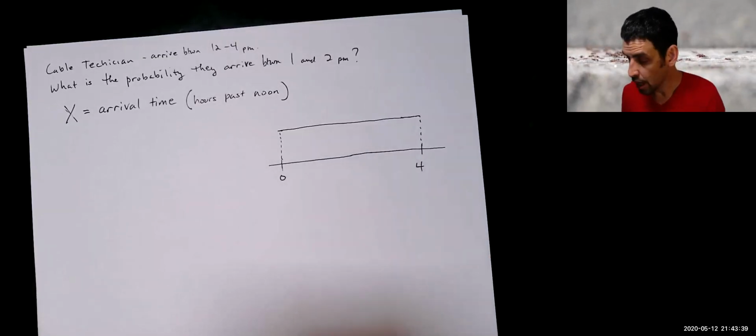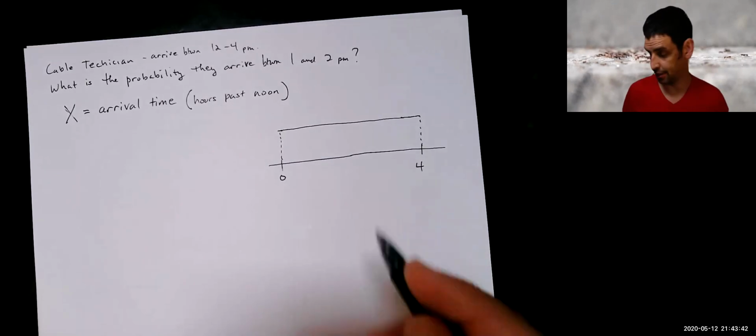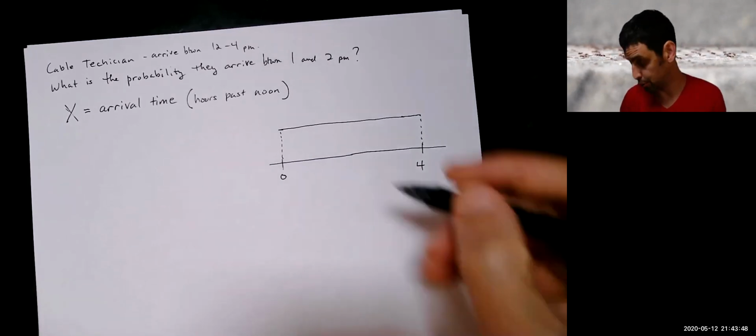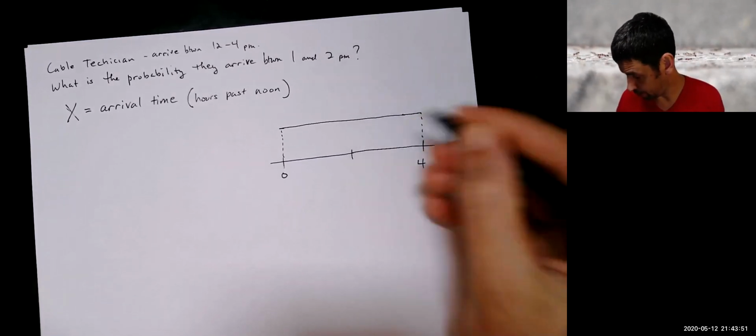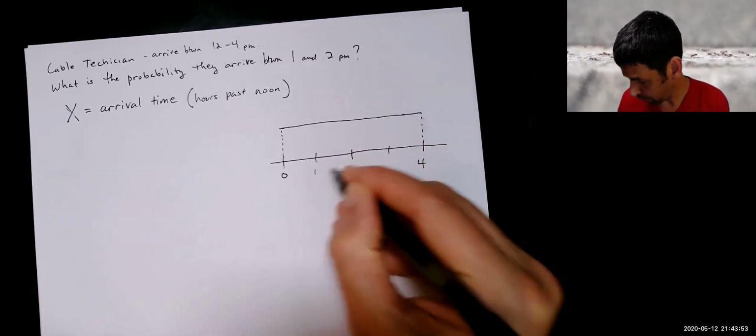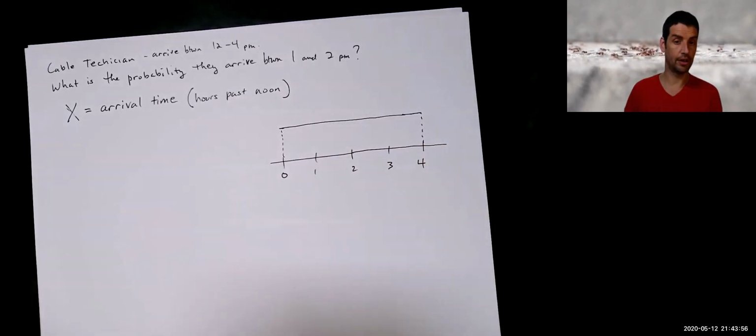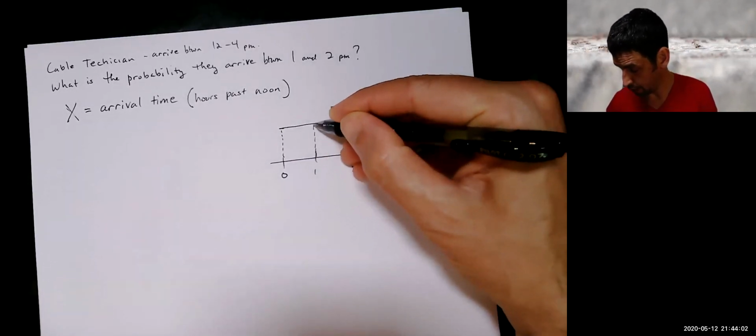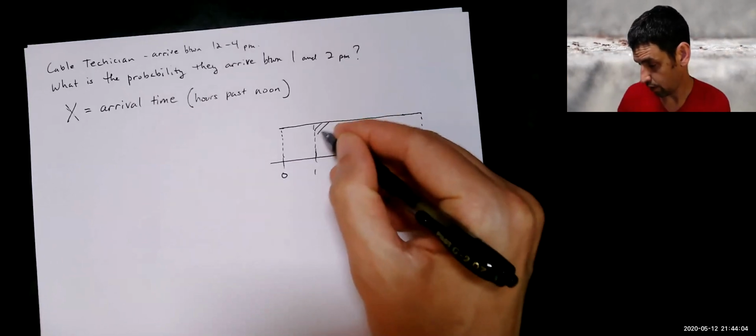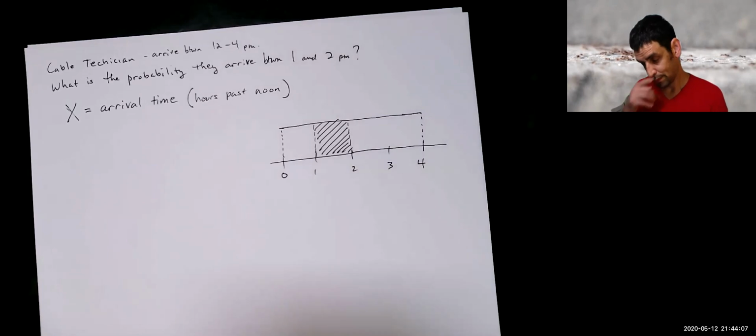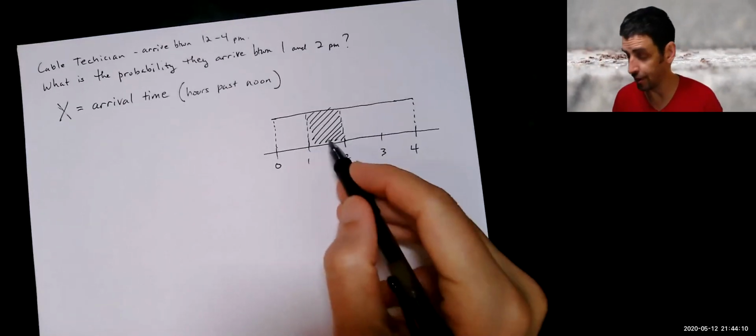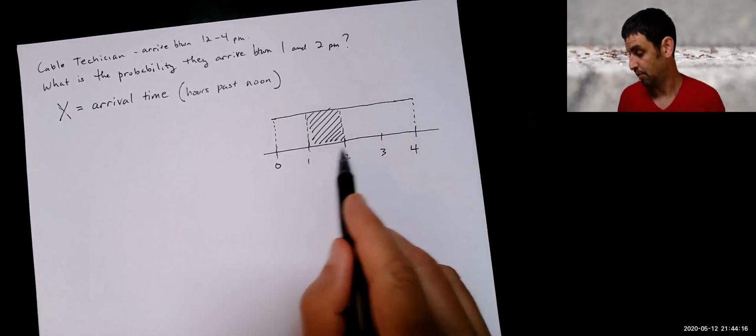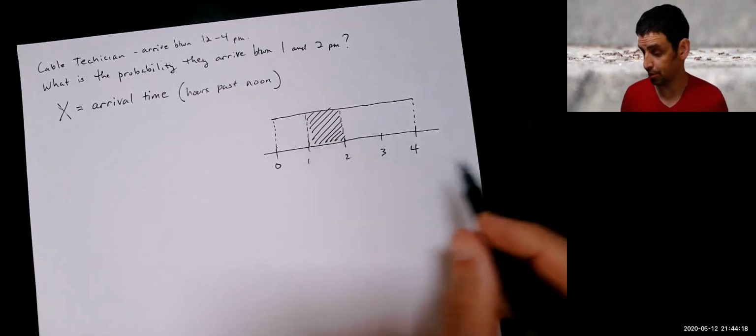okay? The way we'll represent probability in this graph is with area, and this is going to be a technique we're going to use for all of our continuous variables. So let me make that more clear. Let me put in some divisions here. So I've got, right, our hours past noon, and we were wondering what the probability is between one and two, right? And so this area is what we'll use to represent the probability of arriving between these two times, okay?